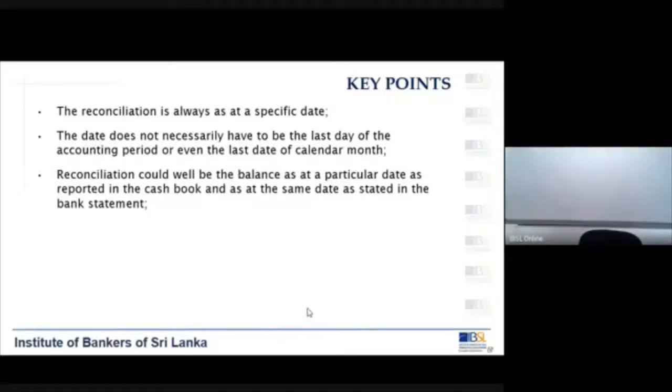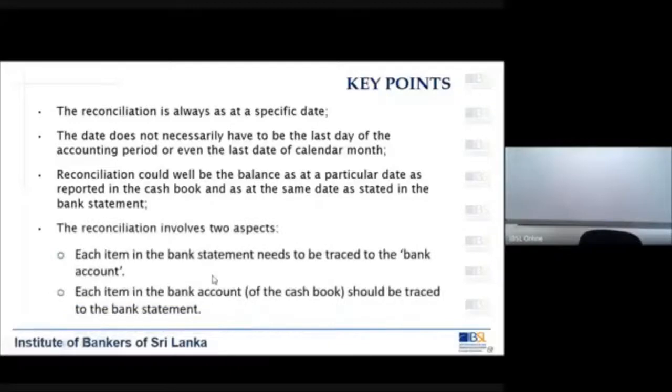So that is what it is given here. The reconciliation could well be the balance as at a particular date as reported in the cash book and as at the same date as stated in the bank statement. The reconciliation now involves two aspects. Each item in the bank statement needs to be traced to the bank account. Each item in the bank account should be traced to the bank statement.